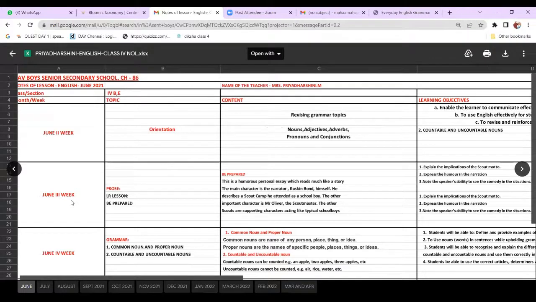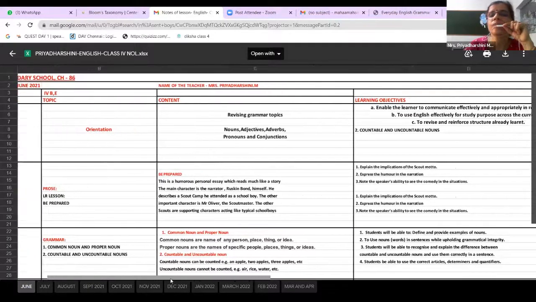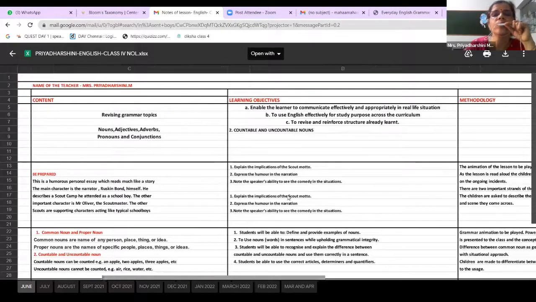See, here we have in June 3rd week, a lesson has been mentioned, Be Prepared. So we write the content of that lesson in a few lines. See, this is a humorous personal essay, which reads much like a story. The main character is the narrator, Ruskin Bond himself. He describes a scout camp he attended as a schoolboy. The other important characters, that also we will specify here. They are all the supporting characters of the story. You give the gist of the story there.